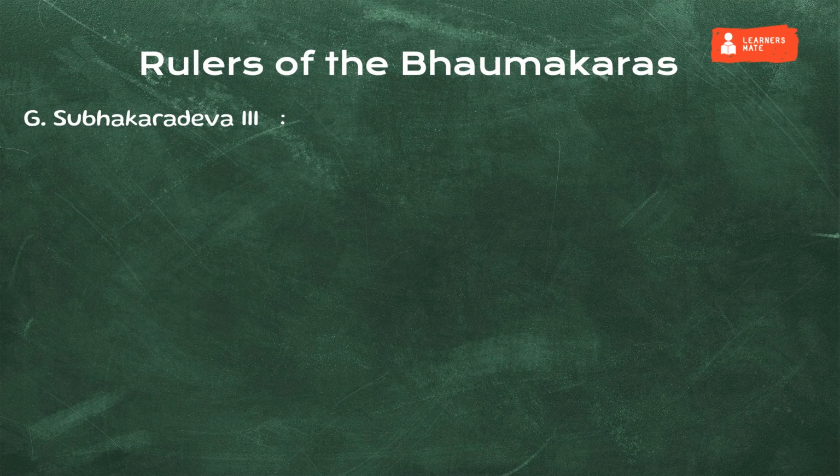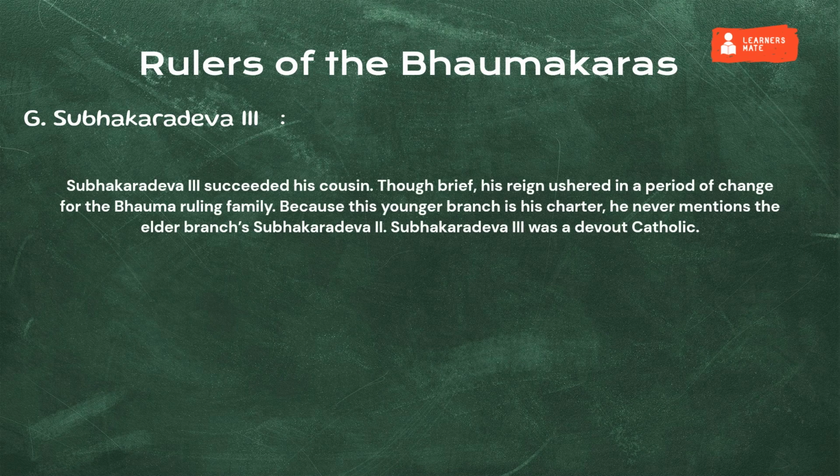The Subhakaradeva III. Subhakaradeva III succeeded his cousin. Though brief, his reign ushered in a period of change for the Bhauma ruling family. Because this younger branch issued his charter, he never mentions Subhakaradeva II of the elder branch. Subhakaradeva III was a devout Buddhist.